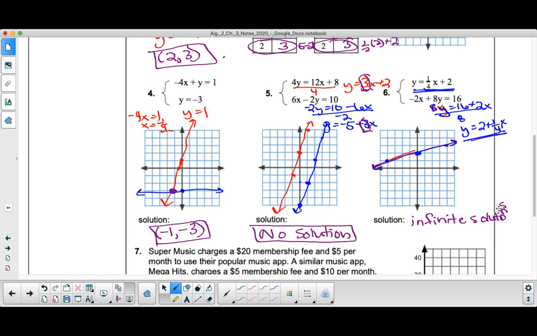Okay, and we say infinite because this line is made up of an infinite number of points, right? Any x and y value that fits into that line is going to be a solution. So there's infinite solutions for that one.